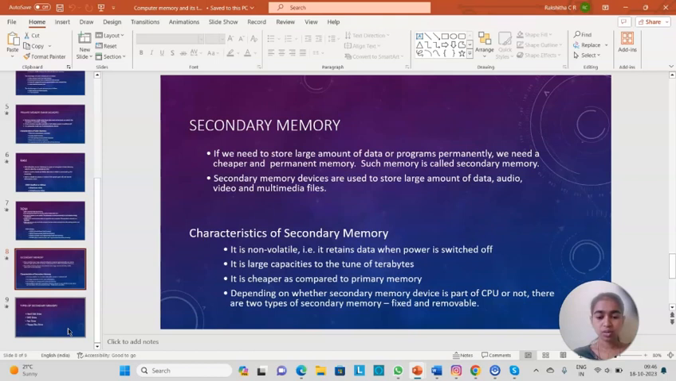Characteristics of secondary memory. It is non-volatile. It retains data when power is switched off. It has large capacities, to the tune of terabytes. It is cheaper as compared to primary memory.